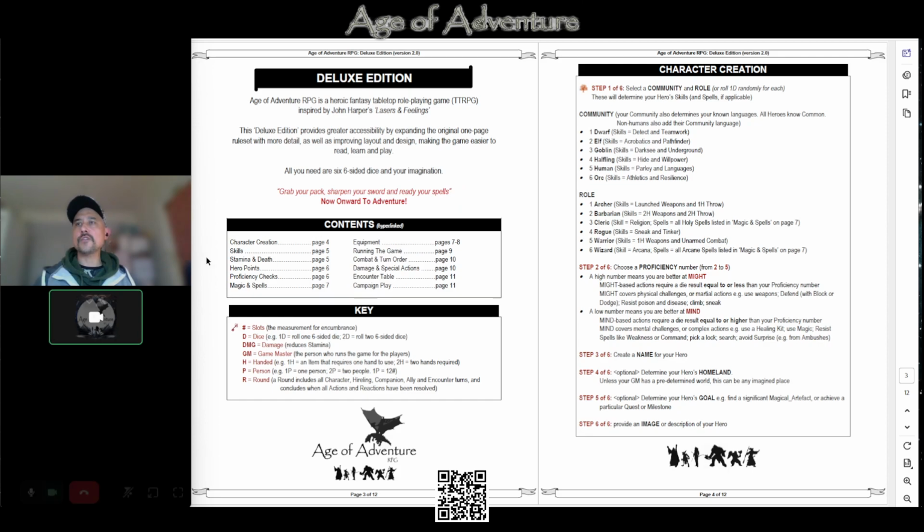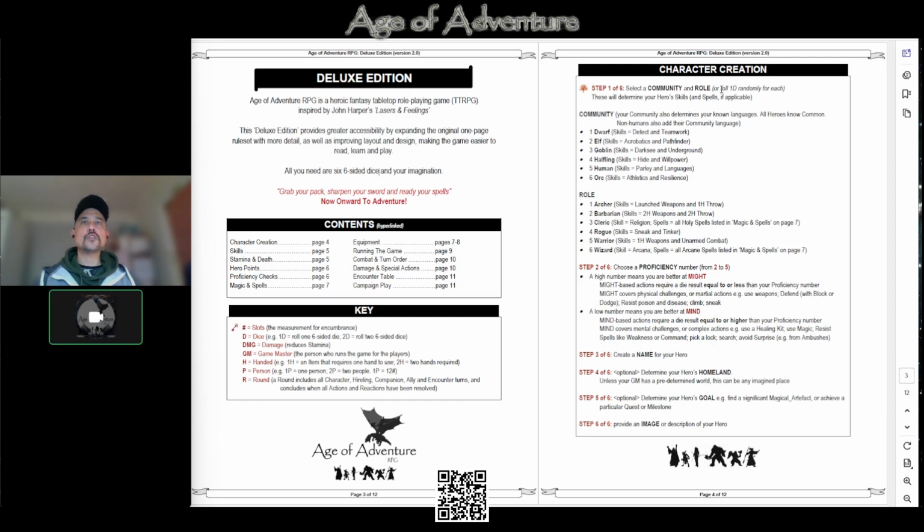And in the PDF, you have all of the rules to cover everything from character creation, stamina and death, and running the game. Let's get straight into it. Character creation is the first thing that I cover.